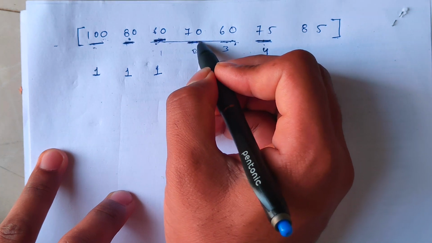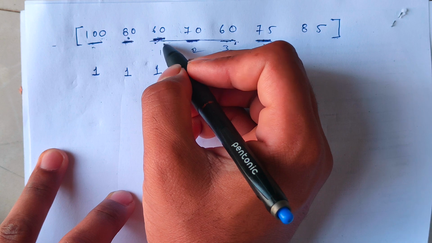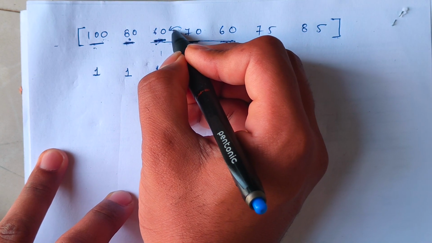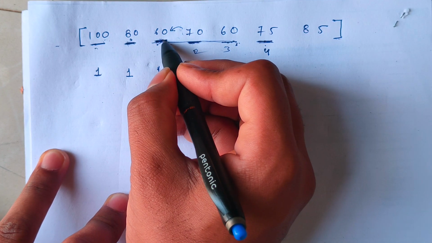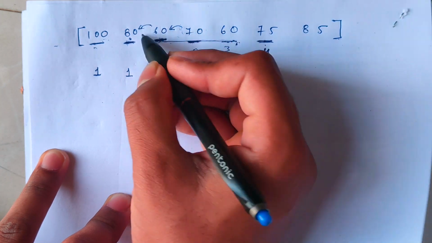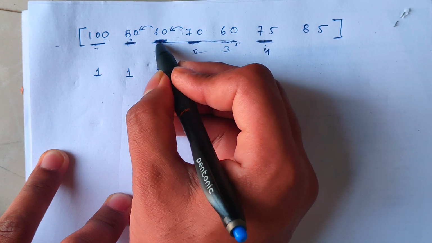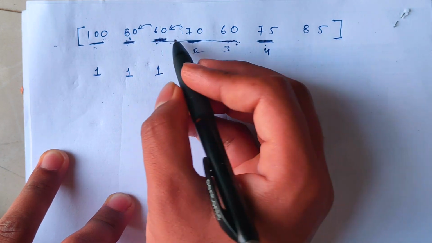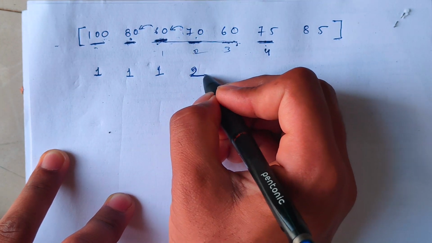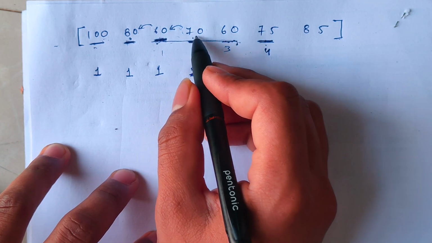Now if we see from 70, if we see its previous elements, we can see that 60 is less than or equal to 70, so we can count it. Then if we go back, 80 is not less than or equal to 70, so the only one we found is 60, which is less than or equal to 70. So 60 and 70 will make 2, right? Only 2 elements which are less than or equal to 70.